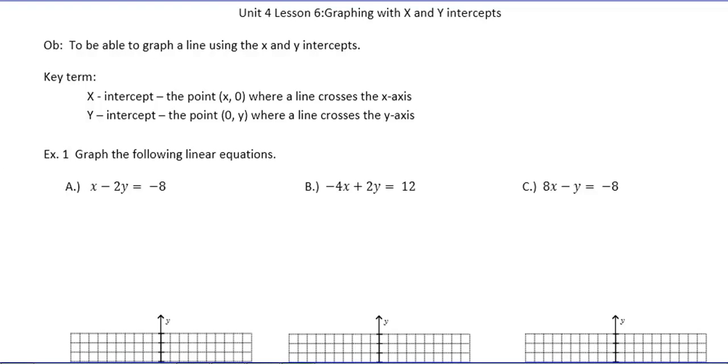Unit 4, Lesson 6 deals with graphing with x and y intercepts. Yesterday in the video you learned how to find x and y intercepts. So today we're just taking it to the next step here.